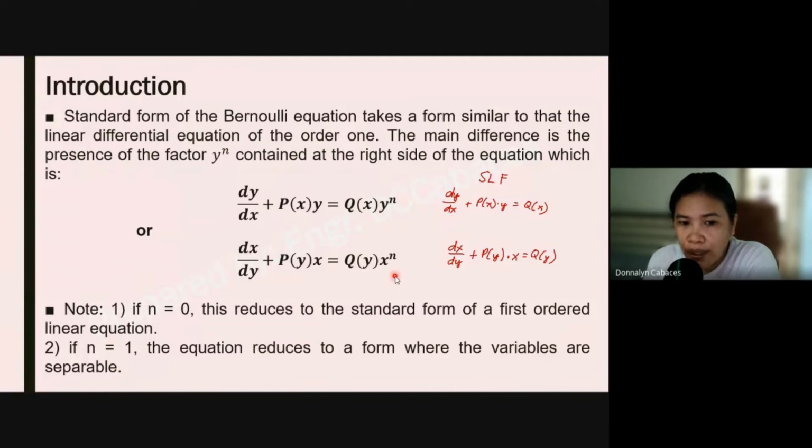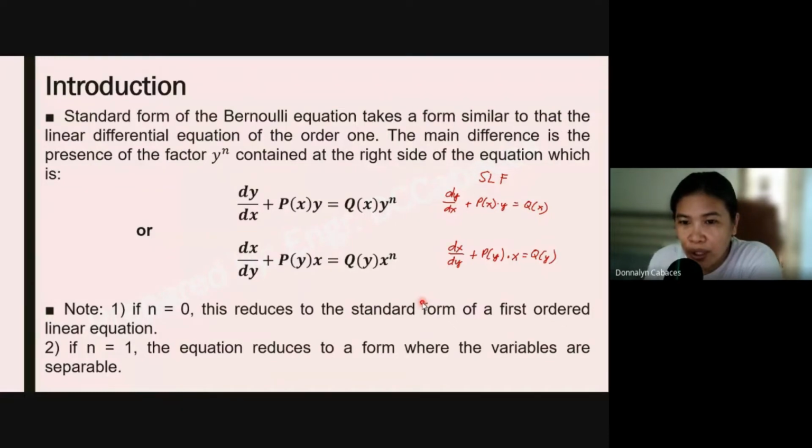Okay? So when this n is 0, so y to the 0 is 1, then it reduces to this SLF. If n is equal to 1, then the equation reduces to a form which is solvable by separation of variables.